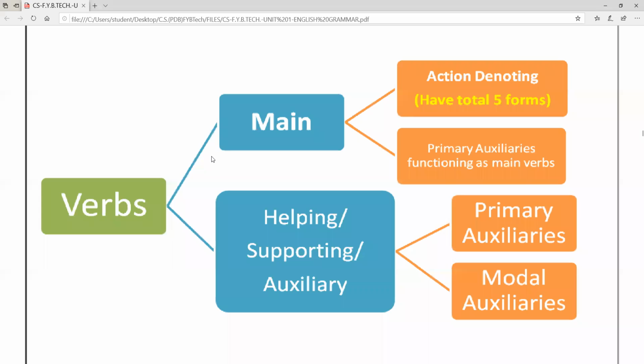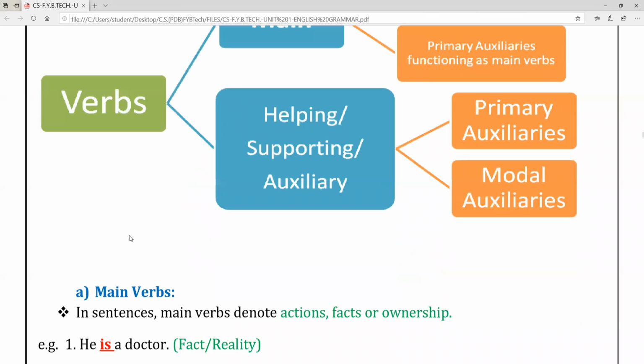Verbs, there are two types, main verb and helping verb. Main verb is having two types, action denoting main verb and primary auxiliary functioning as main verb. Helping verb or supporting verb is also having two types, that is primary auxiliary and modal auxiliary. So this is the chart of the verb.